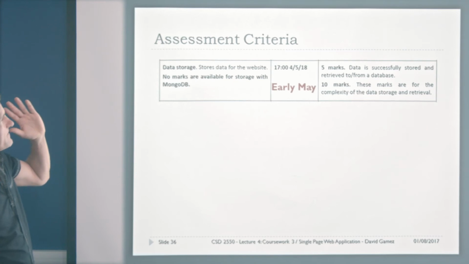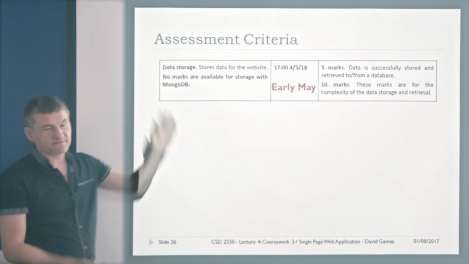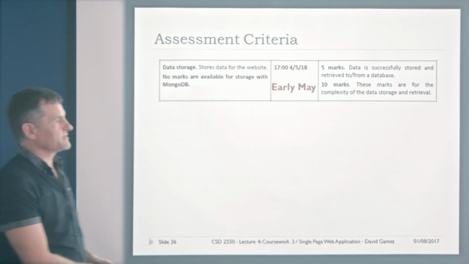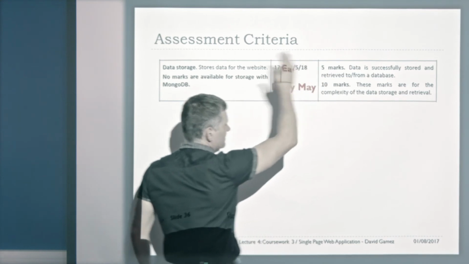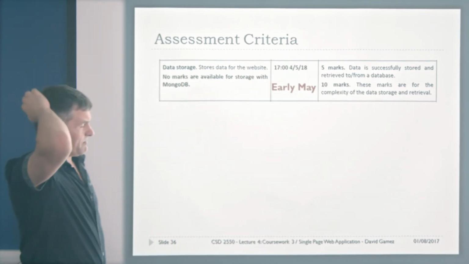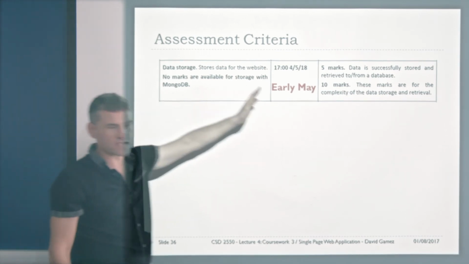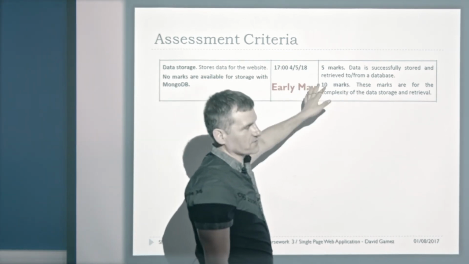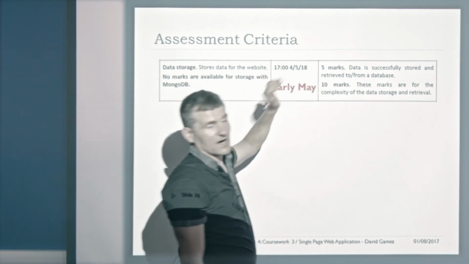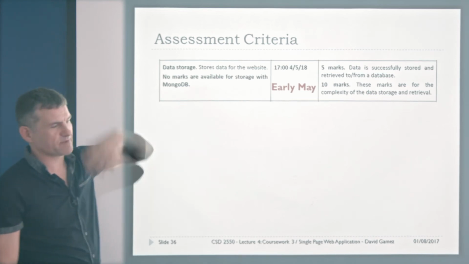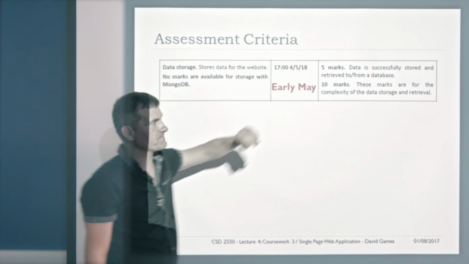Then you've got data storage. I'm expecting you to use a database for this website, and there are 15 marks available for using a database. So if you store and retrieve some data in a database that's not MongoDB, you'll get 5 marks. This can be some very simple data. If you use Node to store and retrieve some data, there'll be like 2.5 marks for storing, 2.5 marks for retrieving. Then you'll get those 5 marks. That's a basic demonstration of competence, if you like, using a database with Node.